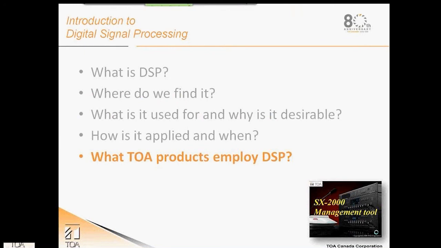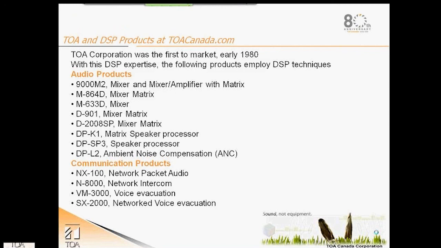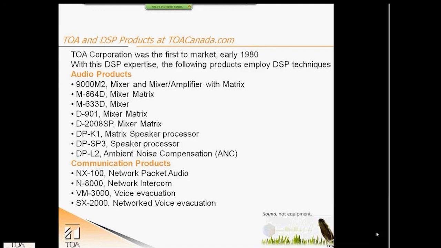We will now take a quick look at TOA products employing DSP technology. From our entry-level 9000 M2 digital mixer amplifier to the high-end D2008 SP digital speaker processor, TOA has most scenarios covered. Dedicated ambient noise compensation products, another form of DSP to adjust gain according to changing environmental ambient noise, are also available for the 9000 M2 and as the DPL2. We can also find DSP in our network-based intercom and in our SX voice evacuation system.